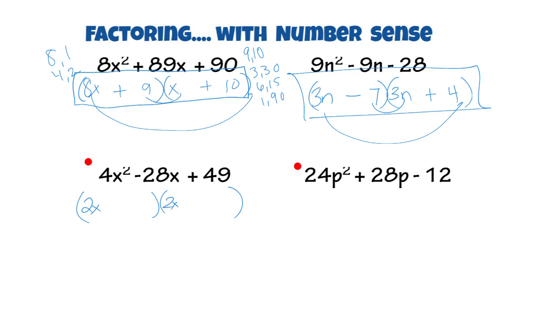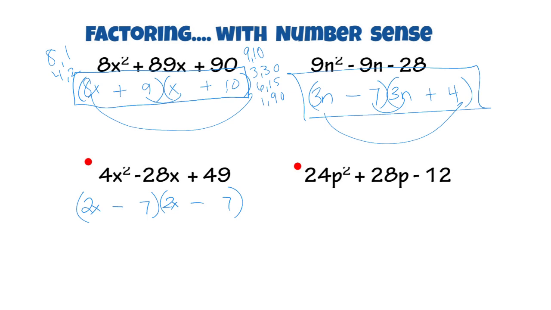And the 49 would be a 7 and a 7. Notice that it's a plus 49, so the signs are the same. They're both going to be minuses. And what happens here, now that I'm done, well, I should check this. I'm sorry. There's a negative 14 and another negative 14.